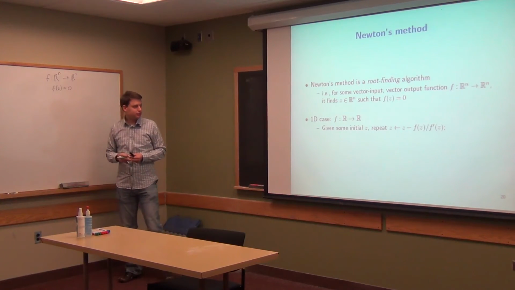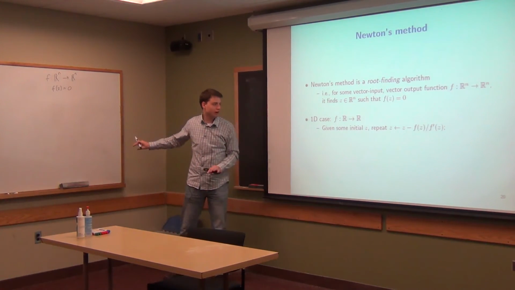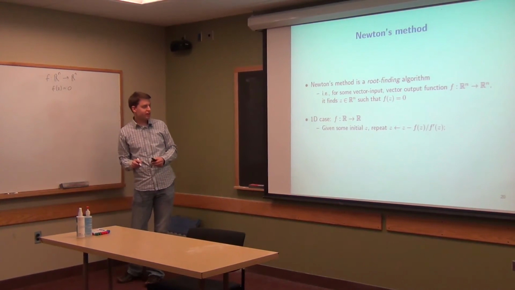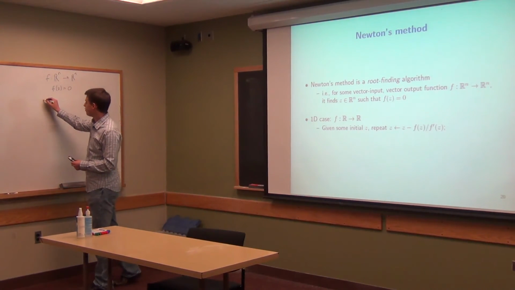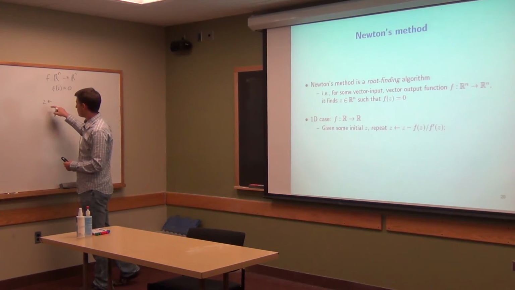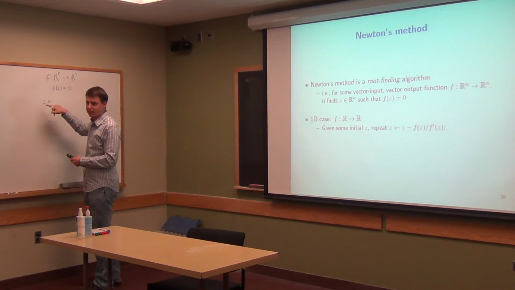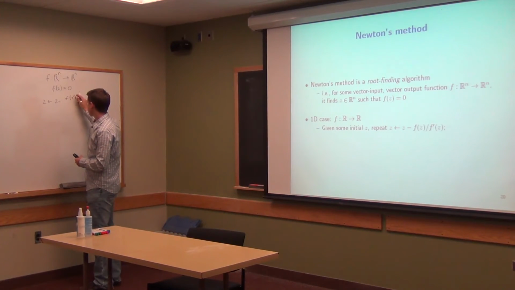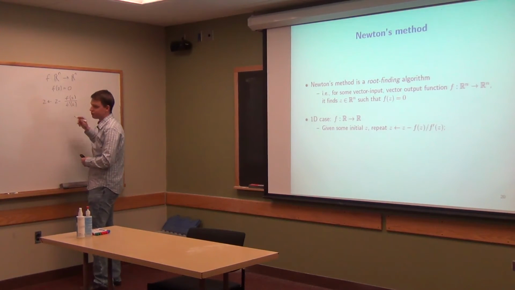Maybe I should draw it here. In the 1D case, it's a very simple update. You just say that z, this arrow means we set z to be equal to, z minus f(z) divided by the derivative f'(z).